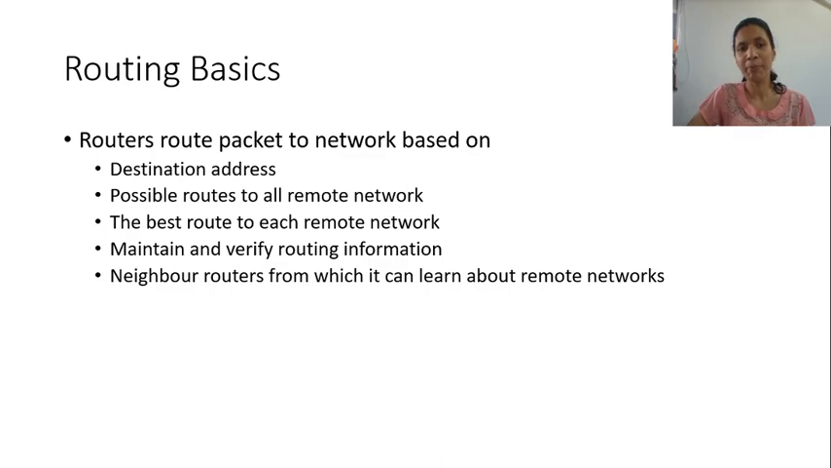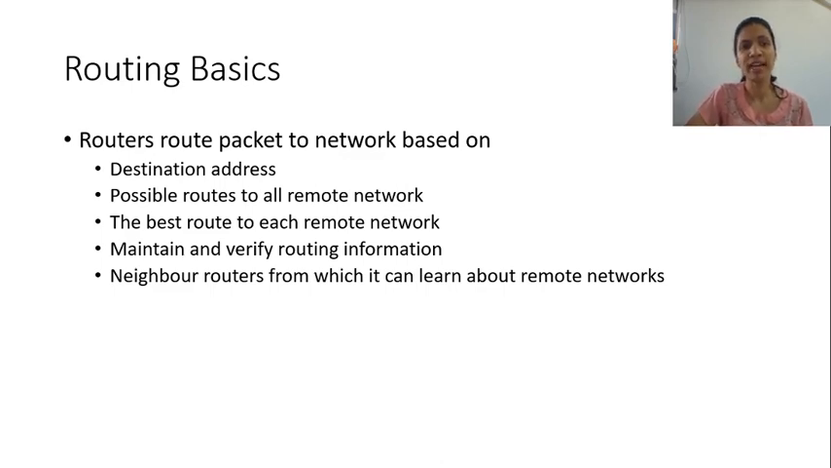The routers can route the packet to the network based upon the destination network IP address present in the IP header, and the possible routes to the remote network. The routers need to calculate the best route to the remote network based upon the possible routes, and the best route would be mentioned in the routing table which is present with the router. The routers need to maintain and verify this routing information, and the verified routing information is put in the routing table.